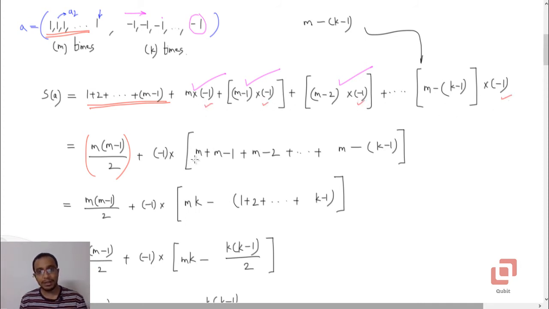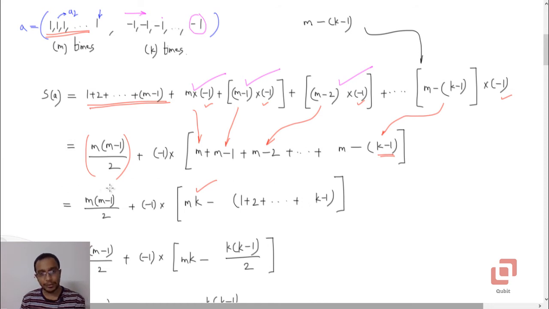Inside the bracket you will have m plus m minus 1 plus m minus 2, and at the end m minus (k minus 1). So how many m's do you see here? There will be k m's, so k times m, and you can take the negative sign common now, and it is going to be 1 plus 2 plus 3, so on till not k but k minus 1.